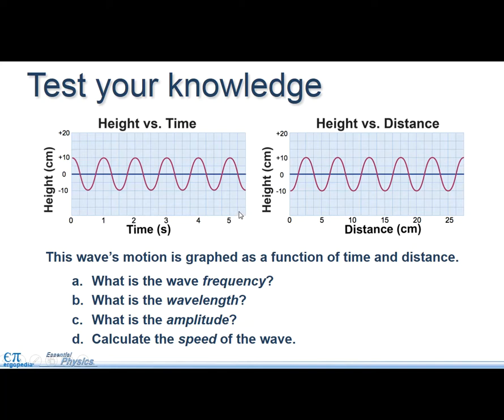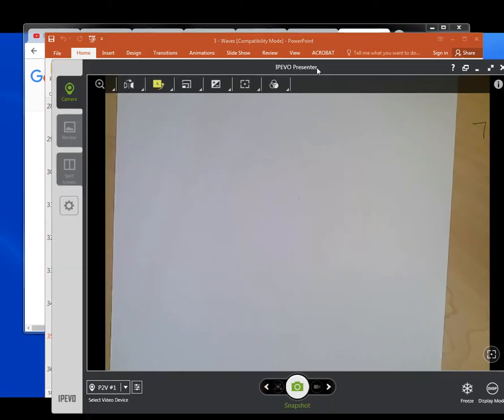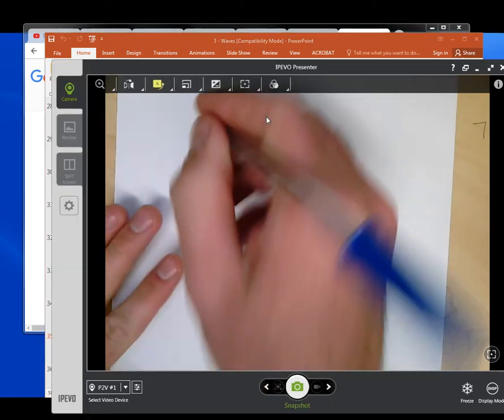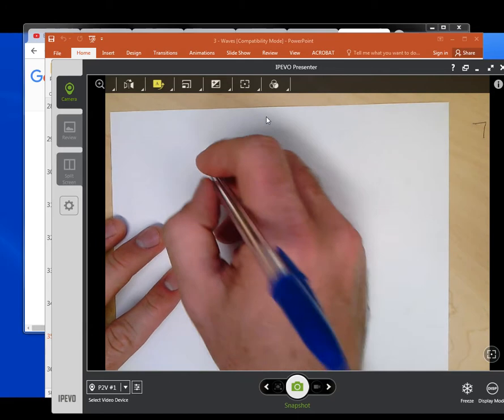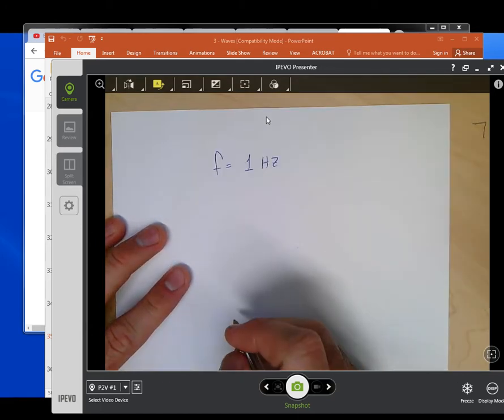Finally, we have one more challenge, which is to calculate the speed of the wave. Well, this is the most challenging part, actually, but if you remember our formula for speed, you can realize that since we already figured out the frequency and the wavelength, now we can simply calculate the speed. So I'm going to go back to the camera for this one, and let's say that we figured out that the frequency is equal to 1 hertz. That rubber ducky's going up and down 1 time per second.